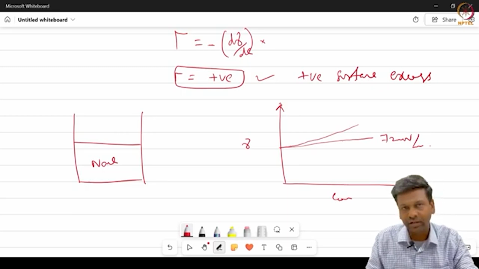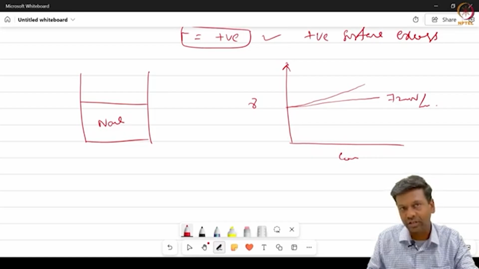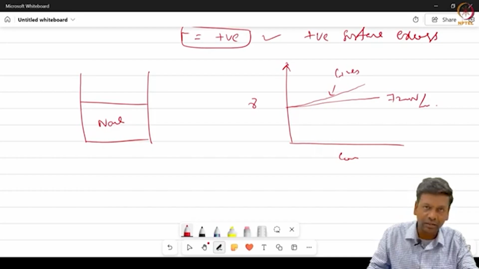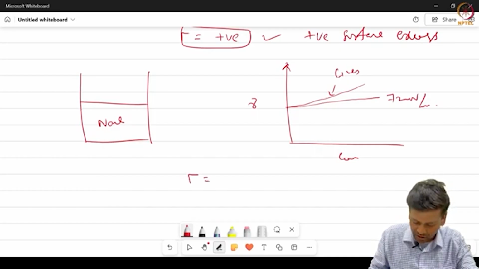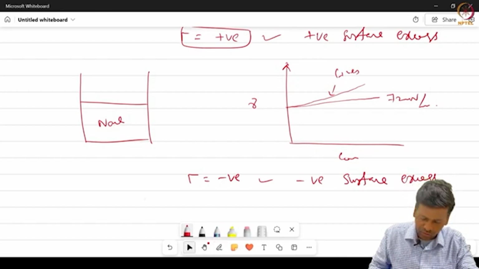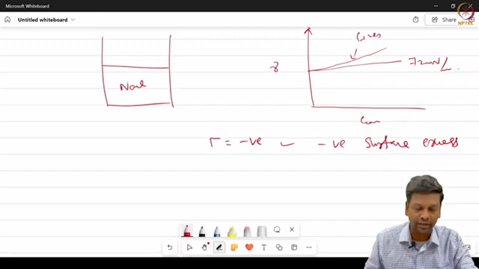So why is this behavior observed? In this case, the surface tension increases as a function of concentration because this is a positive slope. When you plug this value into the equation, you will get a negative value ultimately, which is nothing but the negative surface excess. You might wonder why this is happening.